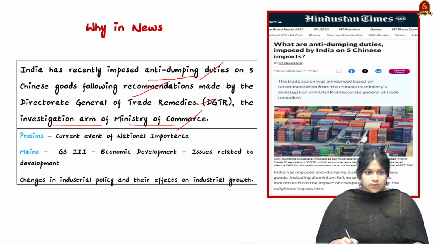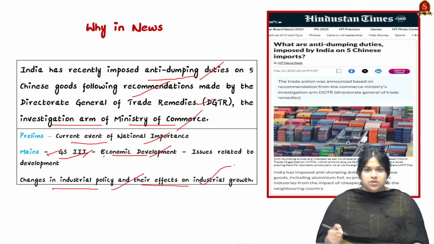So this news, for prelims, comes under current events of national importance, and in mains it comes under GS3 paper in economic development, issues related to development, and also changes in industrial policy and their effects on industrial growth.